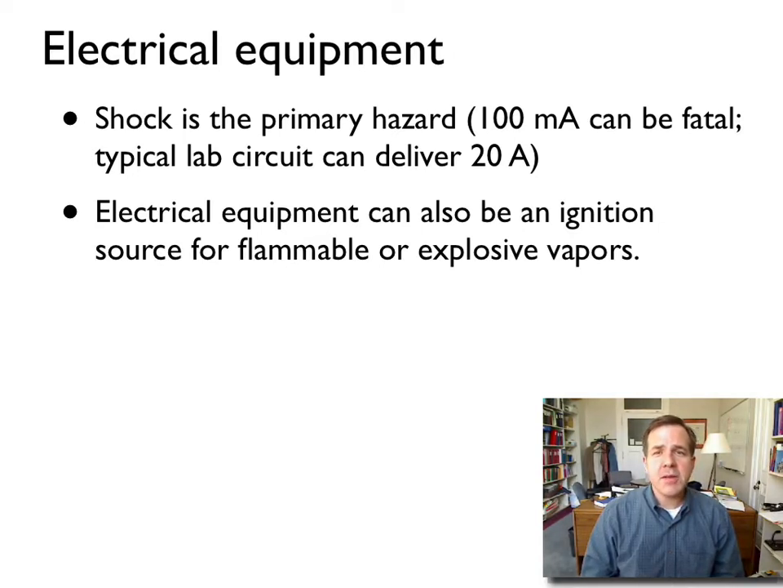We'll just point out that a relatively small amount of current, significantly less than 1 amp, can be fatal. Yet ordinary laboratory circuits and ordinary household circuits are capable of producing currents up to 20 amps. So the current in the ordinary wall sockets in your lab, in your office, or in your house is certainly capable of killing you.